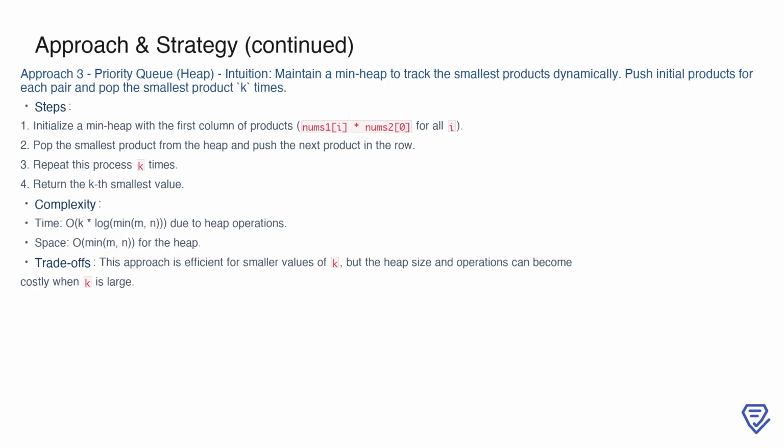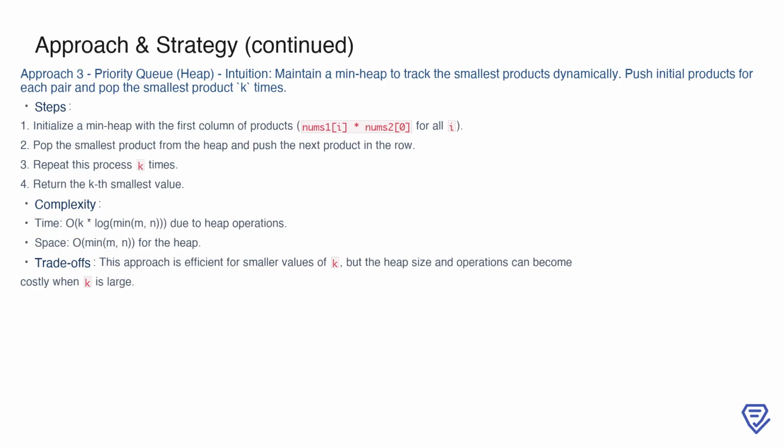While this method is efficient for smaller values of k, its performance can degrade as k increases, given that we need to perform more heap operations. Additionally, the heap can grow significantly if the input sizes are large, leading to higher memory usage. Overall, this approach strikes a good balance for certain scenarios but may not be the best choice when scalability is a concern.